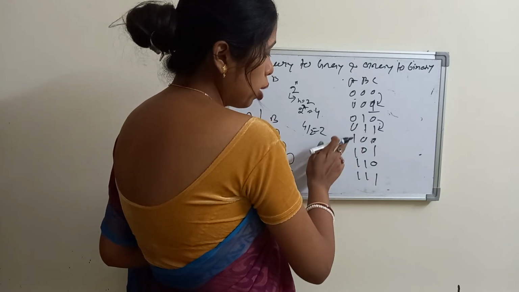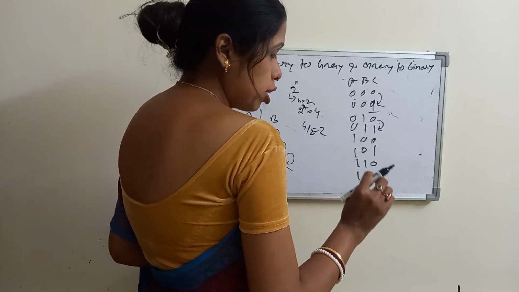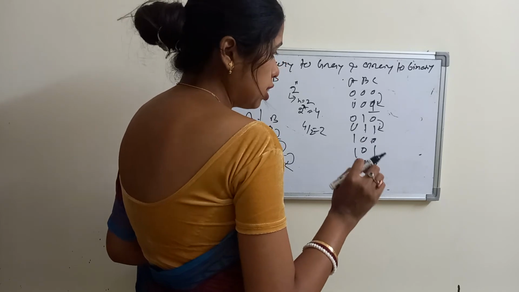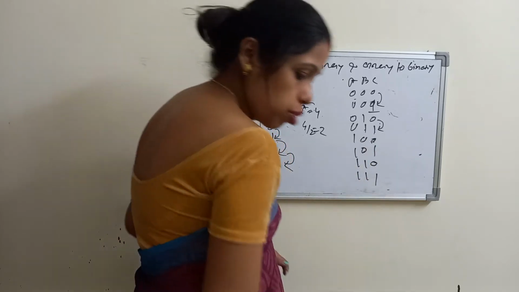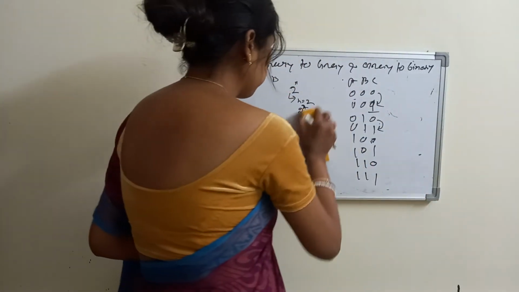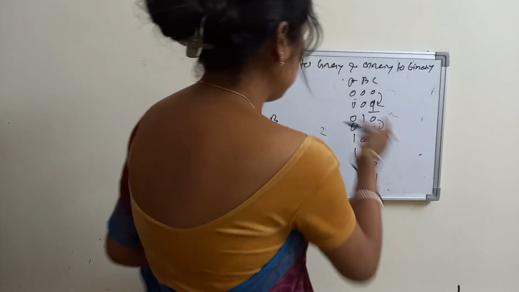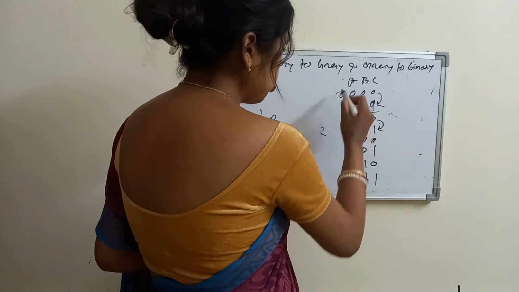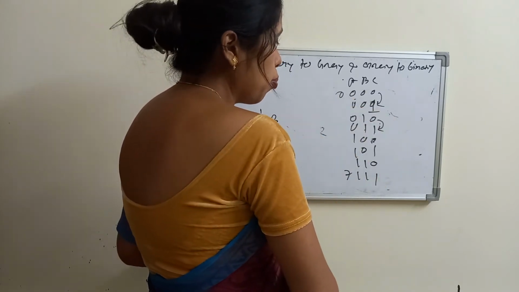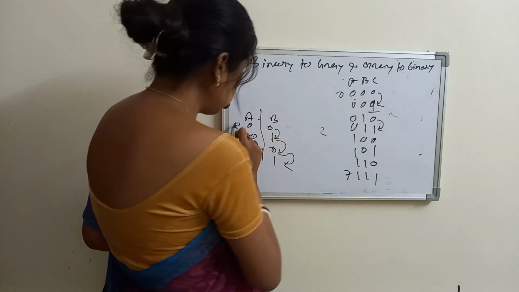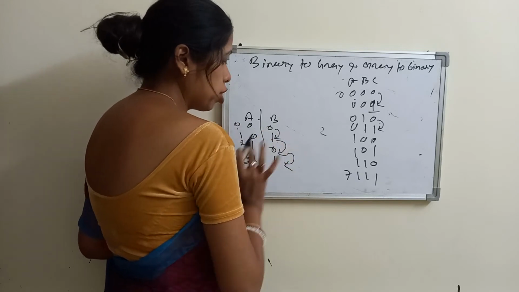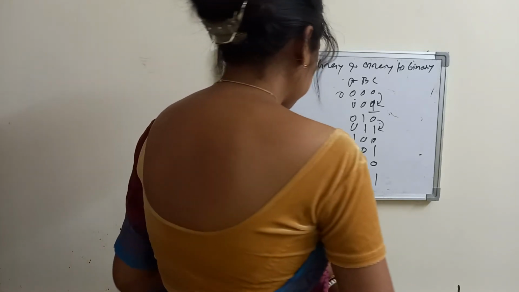But if you go from one number to another number, there should be a 1 bit change. That is called the Gray code. This is the binary number. Binary number means the numbers start from 0 to 7, all the decimal numbers converted into binary. Here also 0 to 3, all the decimal numbers converted into binary numbers.